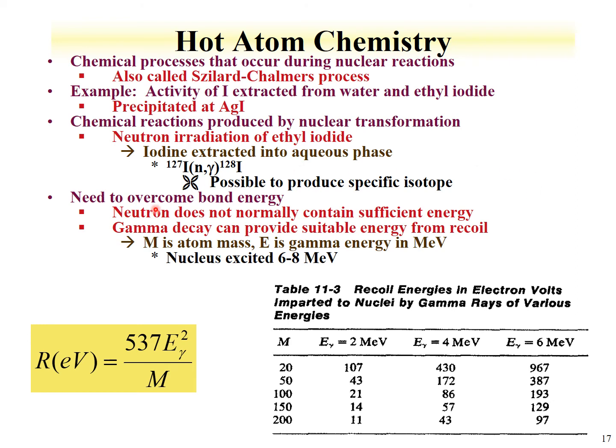Neutrons normally don't provide sufficient recoil energy. However, from a nuclear reaction you can get gamma decay. The recoil energy from the gamma decay can be calculated with this equation. And if we look at the table that's taken from Nuclear and Radiochemistry, we get the recoil energies in electron volts imparted to nuclei by different gamma energies for different masses. Remembering that we don't need that much energy, depending upon the gamma energy, to achieve a breaking of a chemical bond, since chemical bonds are only on the order of tens of electron volts.